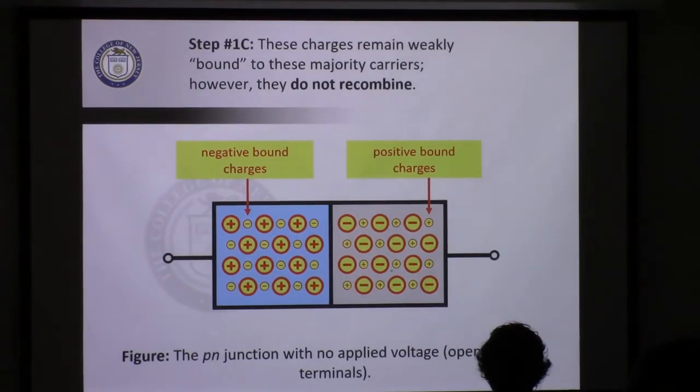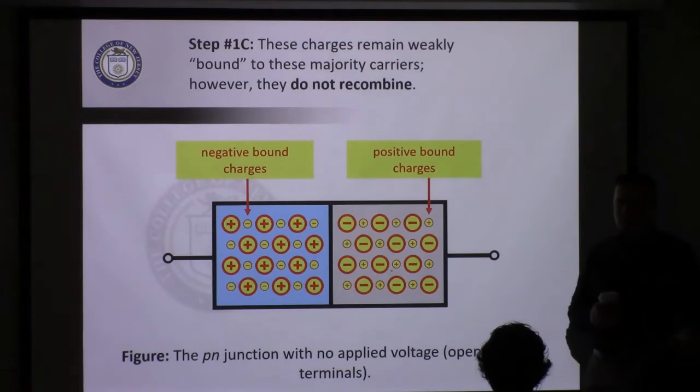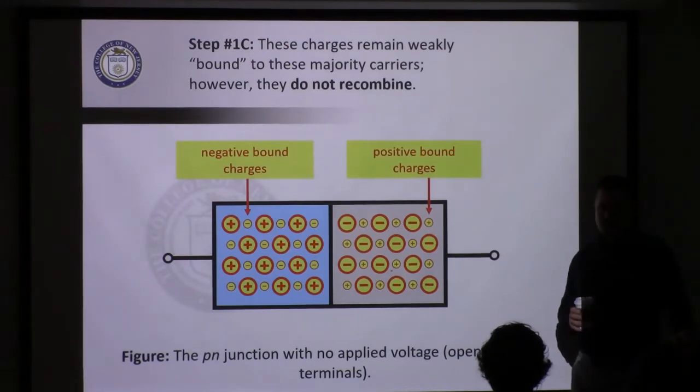So what happens when you first put these two together? This is a snapshot of t equals 0. What happens at t greater than 0? So forget about the bound charges for a second because we already said that they don't recombine, they're not affected by diffusion force. Let's talk about the majority charge carriers.